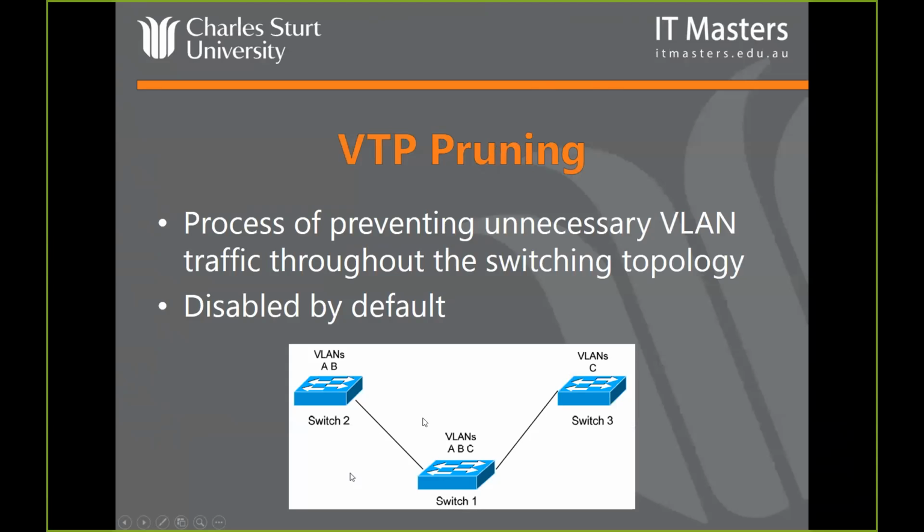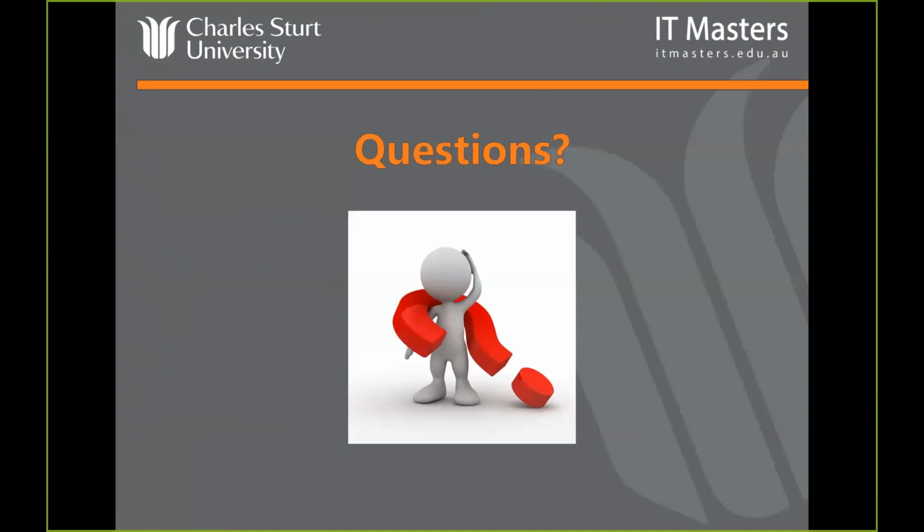And that's all it basically does, okay? It just stops that. So that's why it's called pruning. It just basically prunes the VTP tree. All right, so that's it for layer 2.